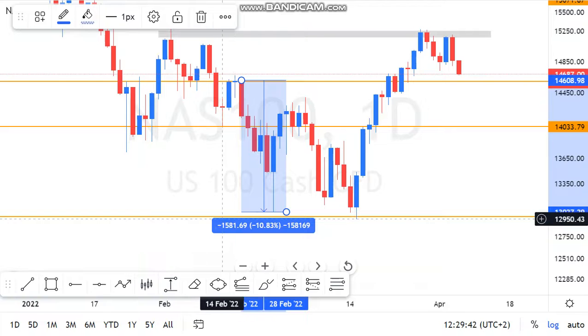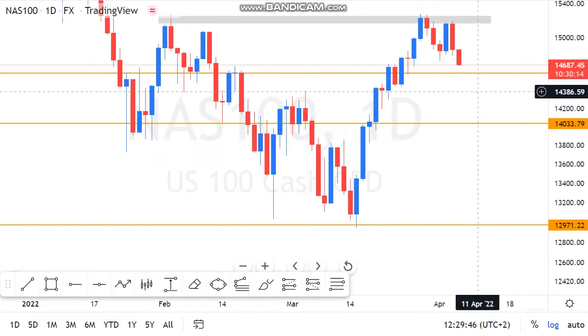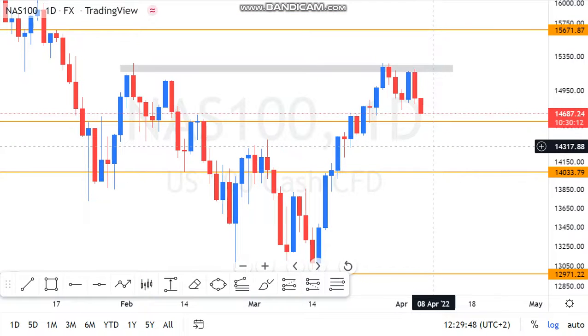Okay, 1,500. Yeah, that was a 1,500 pip move. So that's how simple you get these trades.